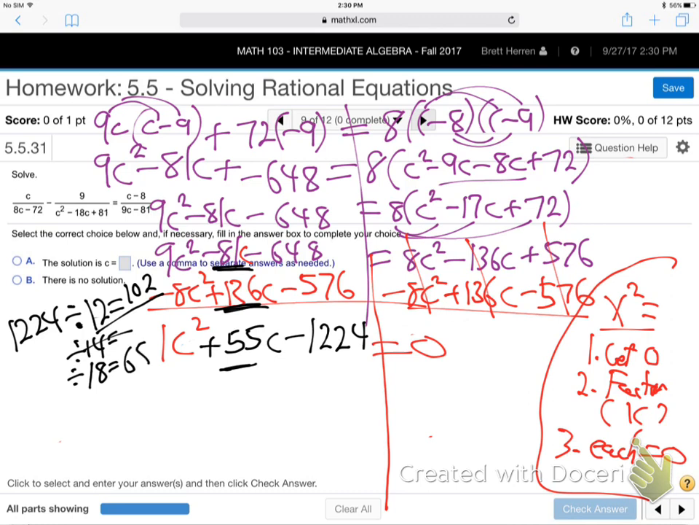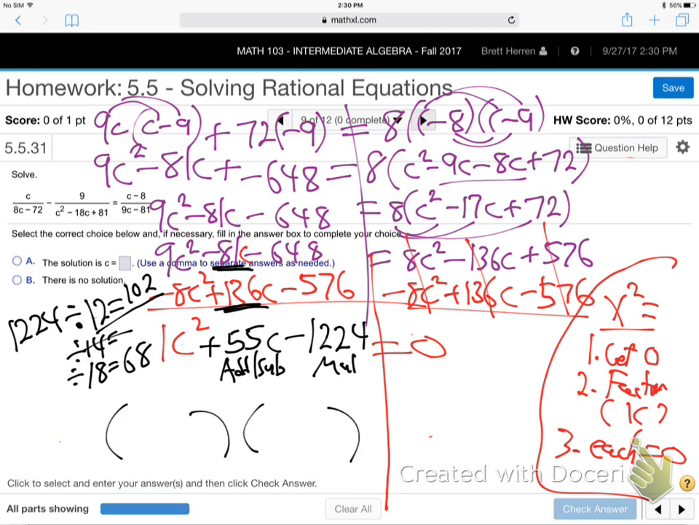18 and 68. What's their difference? 50. You took my calculator. I went too far. Do you see what I'm doing? Hold on. I'm probably doing stuff that you're not sure what I'm doing. I'm taking the 1224. I'm trying to find two numbers that multiply to be 1224, and yet somehow add or subtract to be the 55. You with me? I need a factor.